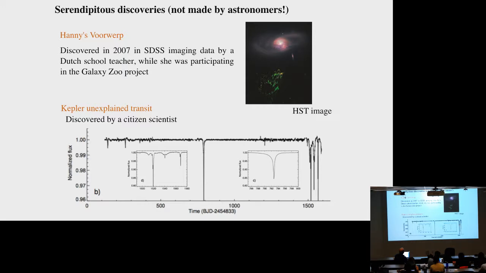and then it goes back to its normal level. So this is a very, very interesting object, but it was discarded by the Kepler pipeline because it was too unusual. Okay.